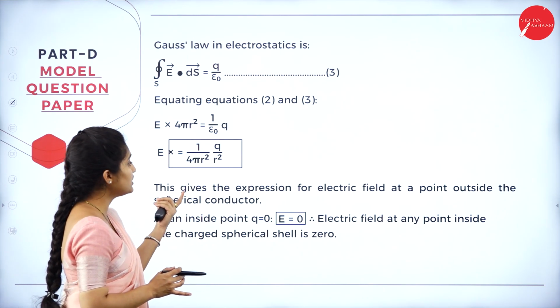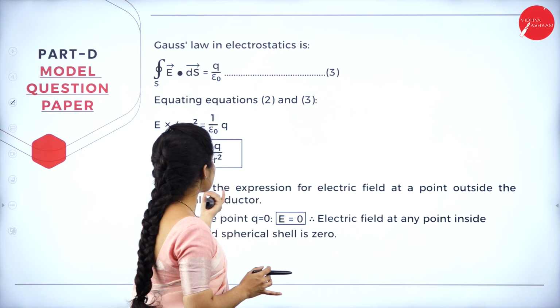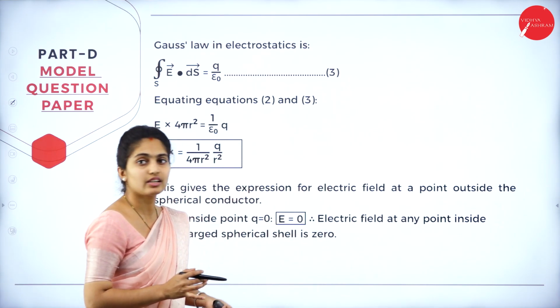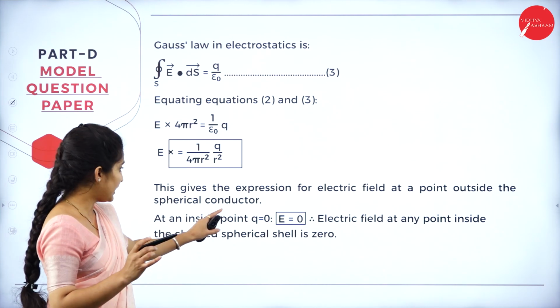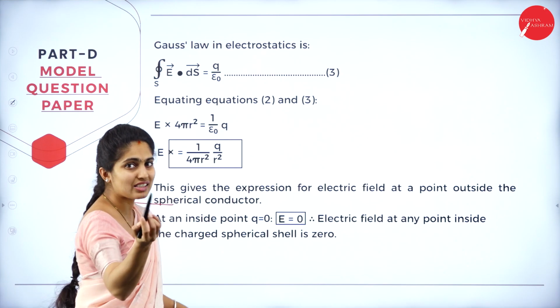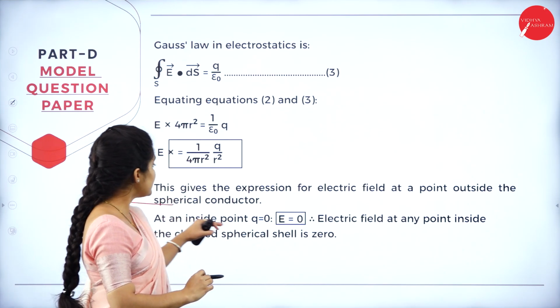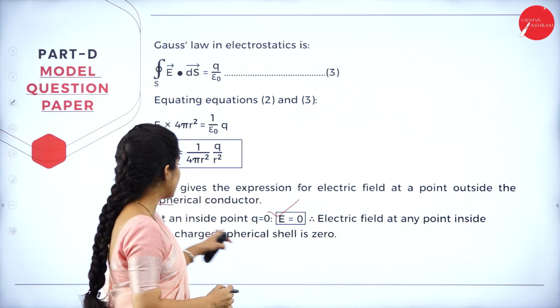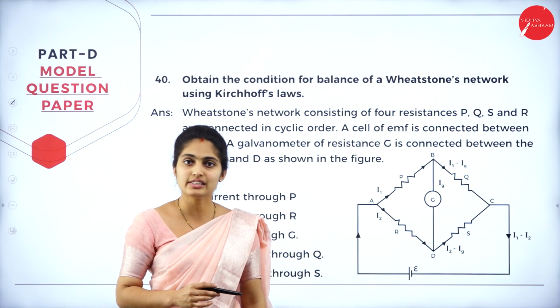So remember students, this equation gives the expression for the electric field at a point outside the spherical conductor, which is what you will have to write. So here ends one set of things. Till here you may get 4 marks, and one question is left out. Inside the conductor Q is 0, so E is also 0. The electric field at any point inside the charged spherical shell is 0.